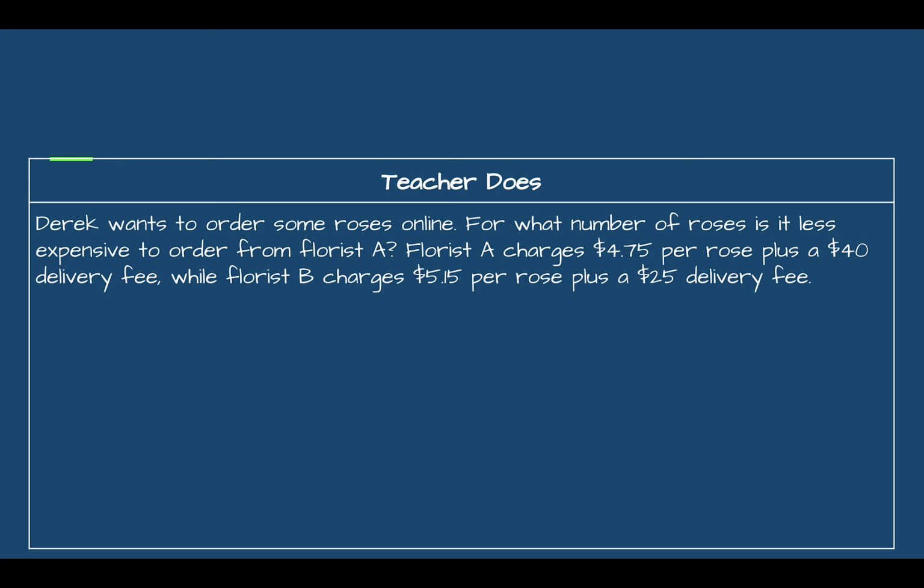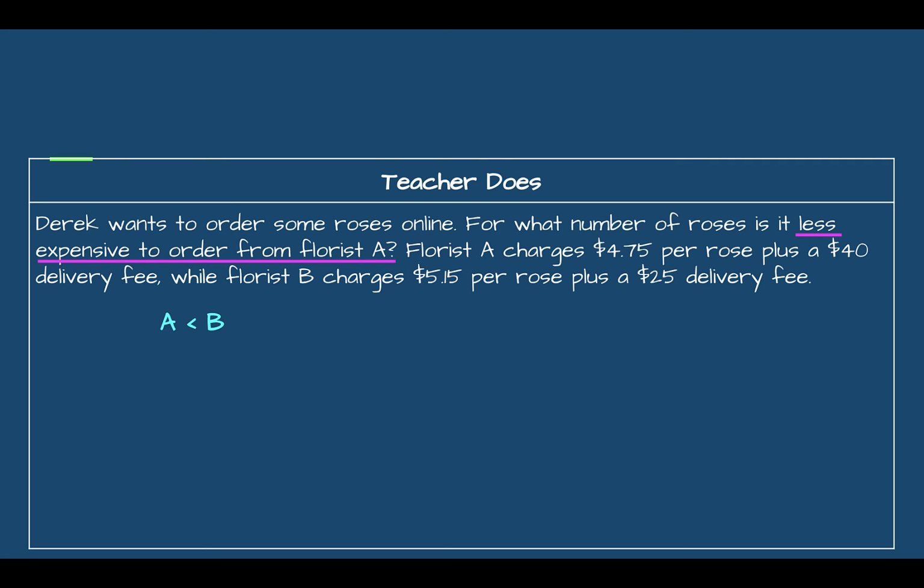$25 delivery fee. So we can see that Florist A is cheaper for the roses but more expensive for delivery, while Florist B is cheaper for the delivery but more expensive for the roses. So we want to know, when is it less expensive to buy from Florist A? So I need A to be less than B.